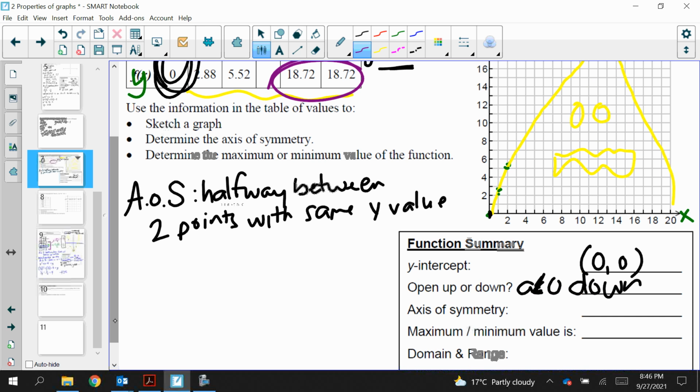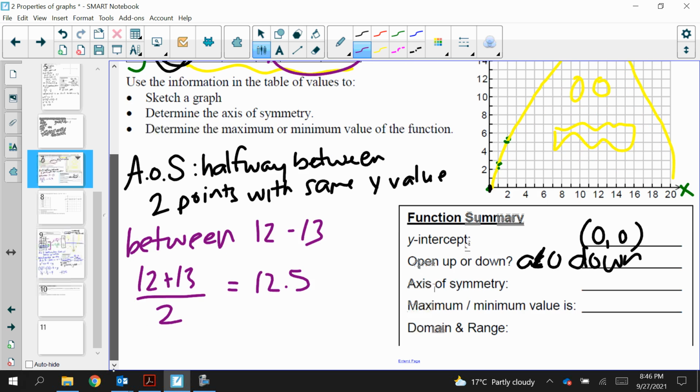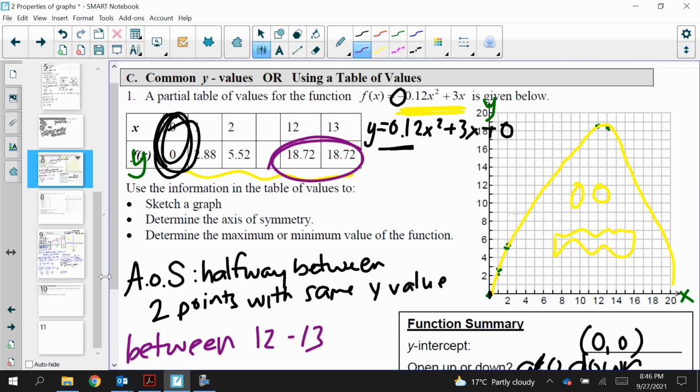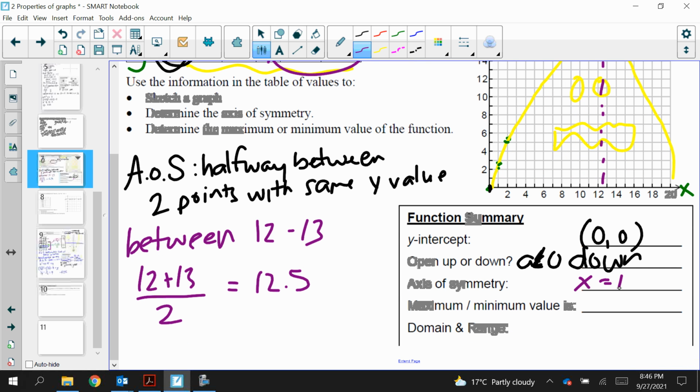So if you care to humor me, 12 plus 13 divided by 2. So 12 plus 13 is 25, divided by 2 is 12.5. Yes, you already knew that because you're a smarty pants. So our axis of symmetry is not easily drawn on this, but it's along that line. It is along the line x equals 12.5.